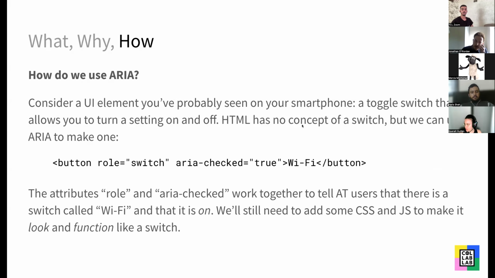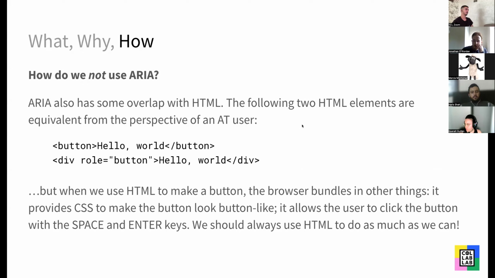attributes. And we will have another example of how not to use the ARIA attributes. So we have this, for example, the following two HTML elements are equivalent from the perspective of an AT user. So this is the button that says hello world. It's the same as if you do a div and you have a role as a button. So they will act the same, for screen readers, they will both know that this is a button. But there is actually no reason to do this.